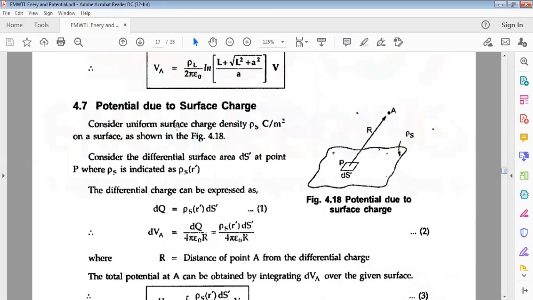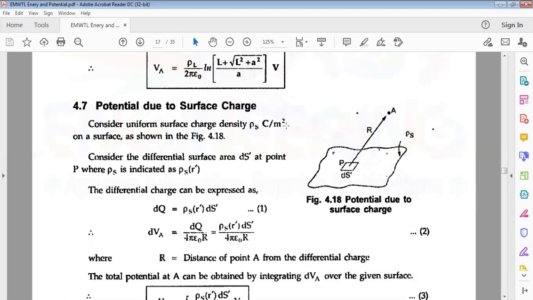Previously we considered a line with a charge density rho L over a small differential length, taking the distance from the origin to that point and from the origin to the point A. Now consider a surface with uniform charge density rho S, and a small differential surface at the point P.